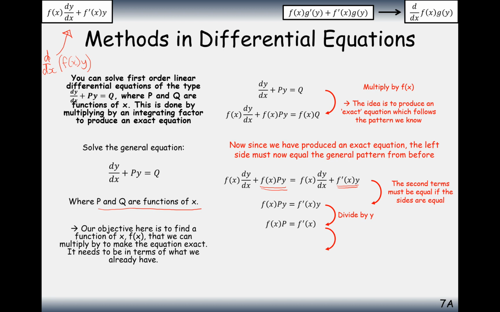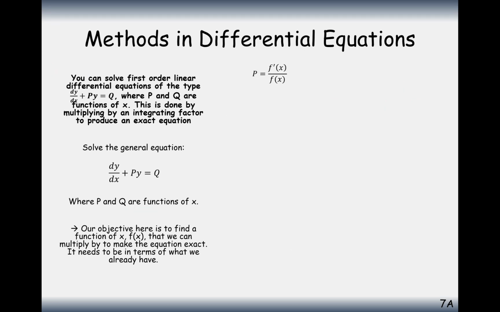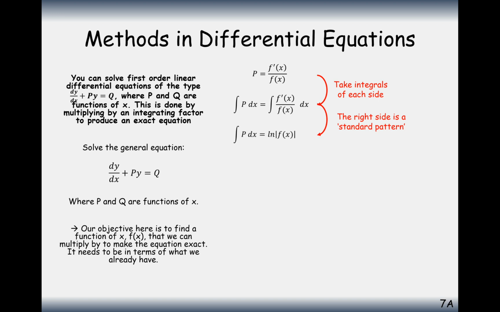Now how could we work out what f of x is? Let's divide through by f of x, and then p equals f dash of x over f of x. The next thing to do is to integrate both sides. We're looking to work out what f of x is. The integral of the right hand side is ln f of x, and then to get rid of the ln we just need to e both sides. So we've got e to the integral of p dx equals our f of x function. This is our integrating factor. That's what this is called, integrating factor.